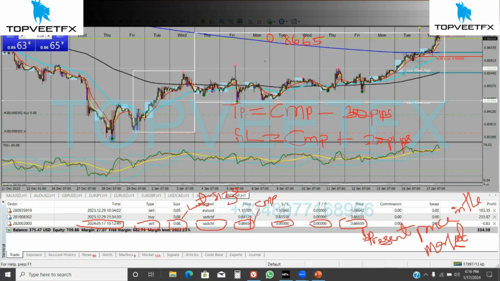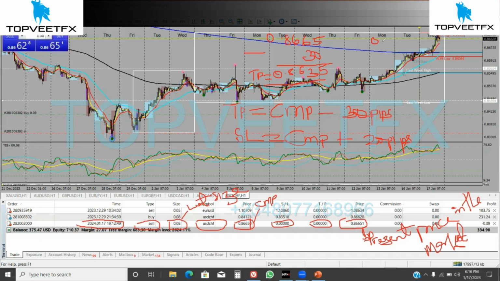Then minus 30 pips. So 30 from 8665, it will be 8635. So then we have known our profit, TP. Then our stop loss is going to be what?